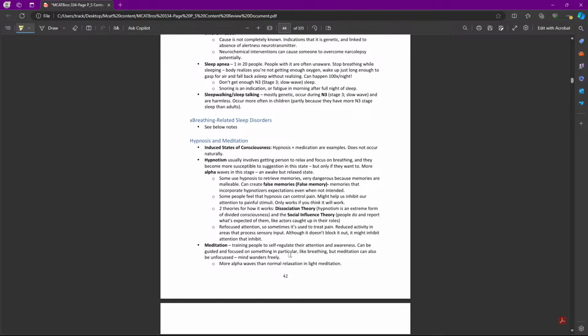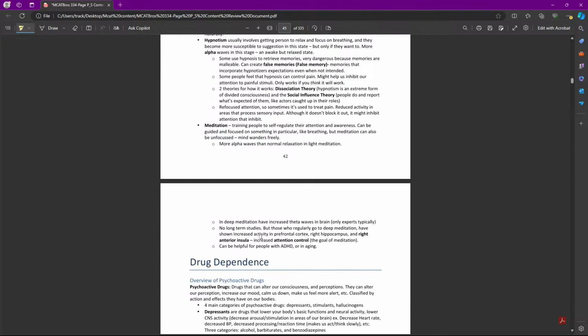And meditation is training people to self regulate their attention and awareness. Can be guided and focused on something in particular like breathing, but meditation can also be unfocused and mind wanders freely. More helpful ways than normal in relaxation. In deep meditation, they have increased theta waves. So only experts typically, like monks.